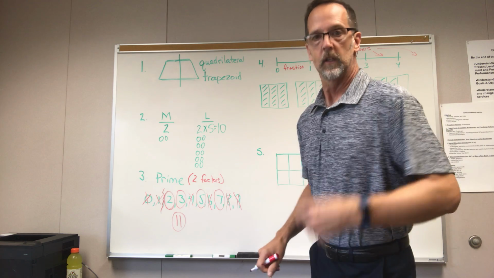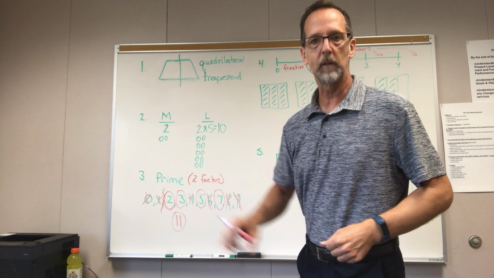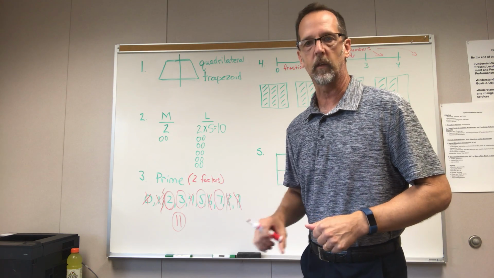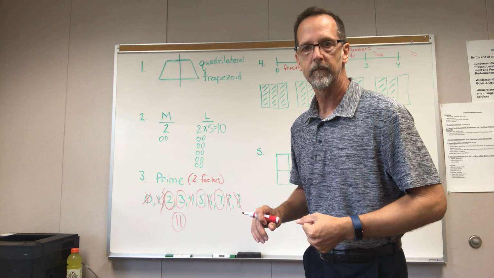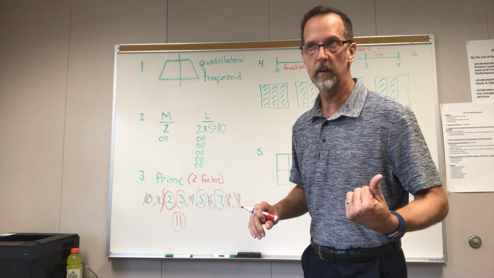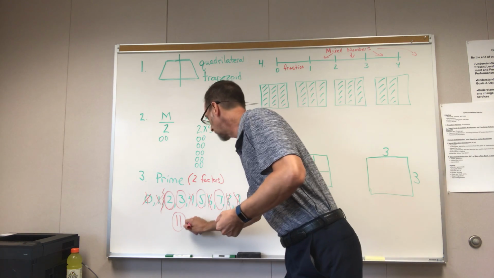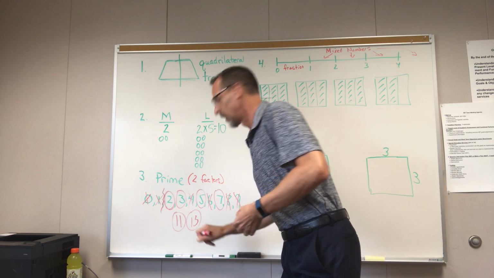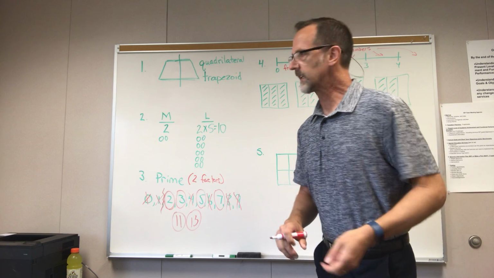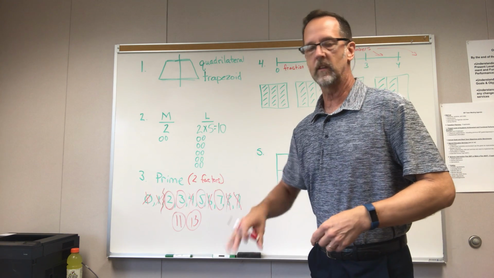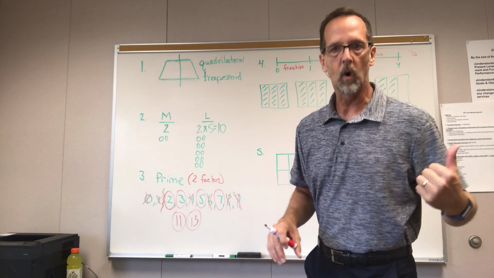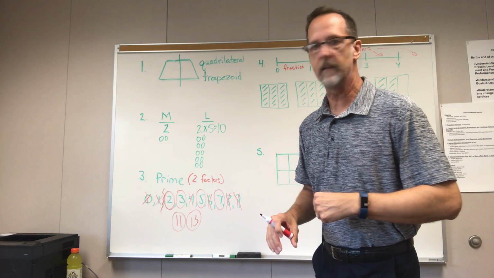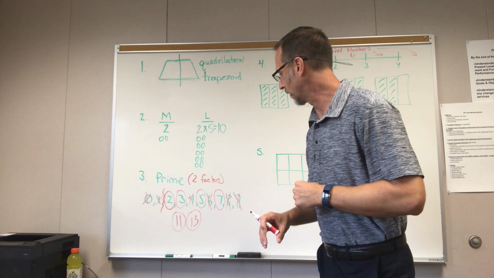11. 12, nope, 12 is even. 2 times 6. Okay, so that's not going to work. 3 times 4. 12 has 6 factors. 13. 13 times 1. Nope, just 13 times 1. 13 is a prime number. 14, 14's even. 1 times 14, 2 times 7, that's composite. 15. 15 times 1, 3 times 5. 15 is composite. We can't put that one.